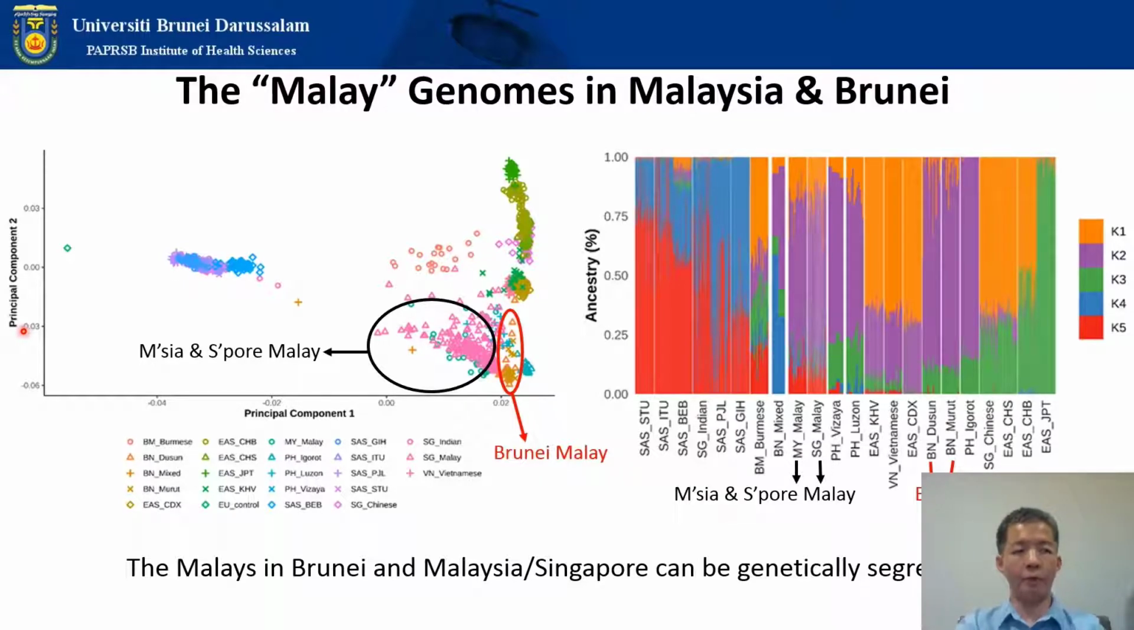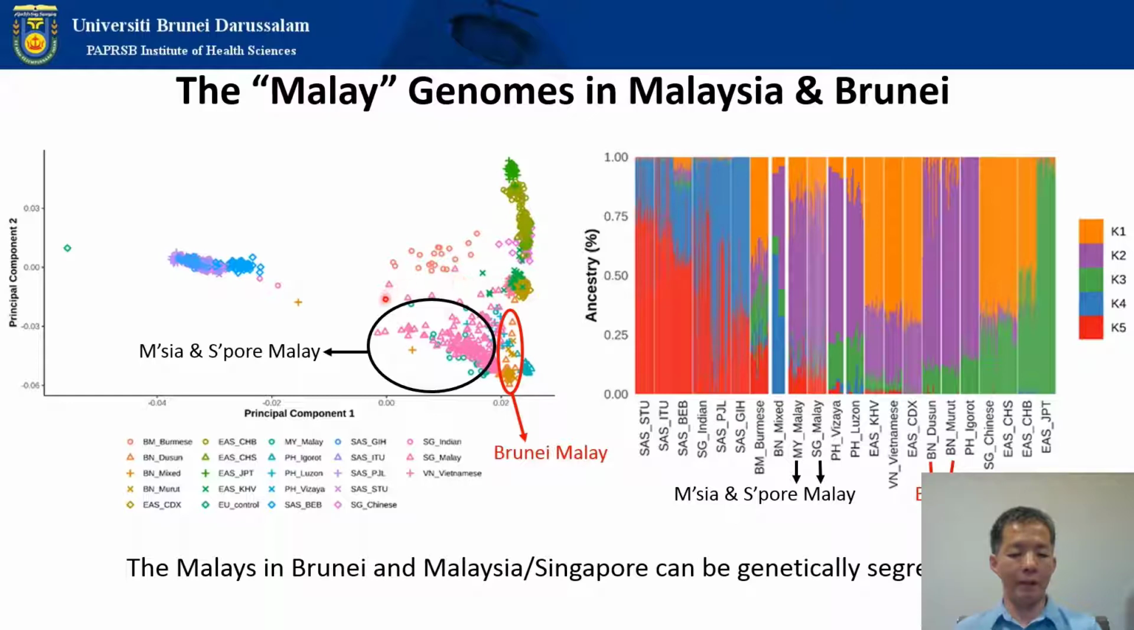Okay, so the first question we ask ourselves is how similar or how dissimilar are the Malay population groups in the Southeast Asian regions. So what we did then, we took genotyping data from different public databases, and we also got some genotyping data from some of our colleagues here that was done recently on two of the Malay groups in Brunei.